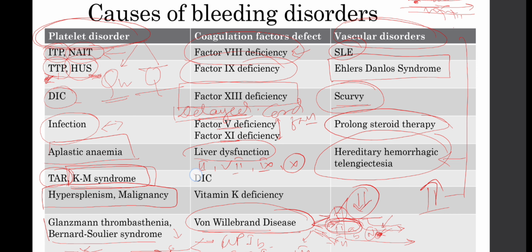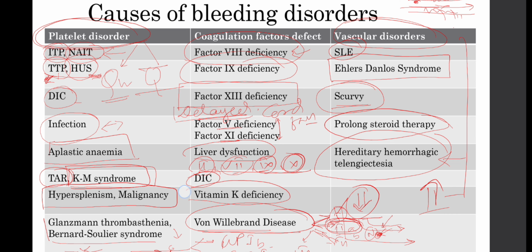So if there is a deficiency of factors 2, 7, 9, 10, that means a problem in the intrinsic pathway and also the common pathway. So this may be a problem after liver dysfunction. The factors are not produced and there may be a chance of bleeding. DIC means there is a consumption coagulopathy, that means an increased consumption of platelets and also an increased consumption of coagulation factors. After that there is a decreased amount of coagulation factors, causing increased bleeding.